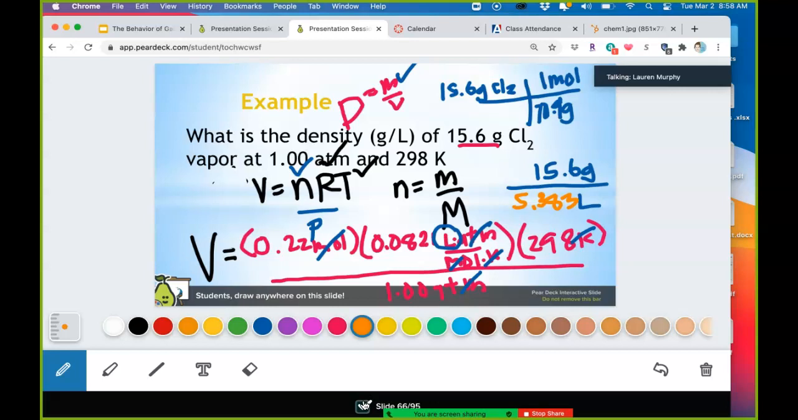5.38311. Keep the whole number in your calculator, and you take 15.6 grams, divide by liters, mass divided by volume, and you should get, I'm going to write it up here, 897, so that's 90 grams per liter is the density of chlorine gas. So I'll give you a second to work out those calculations, and then I will show you the other way.